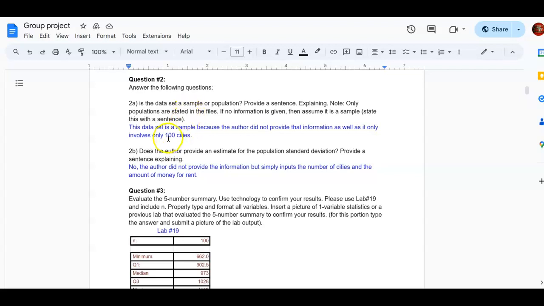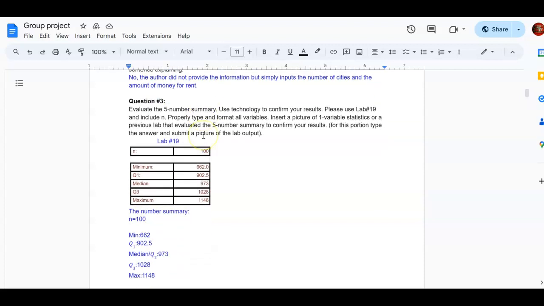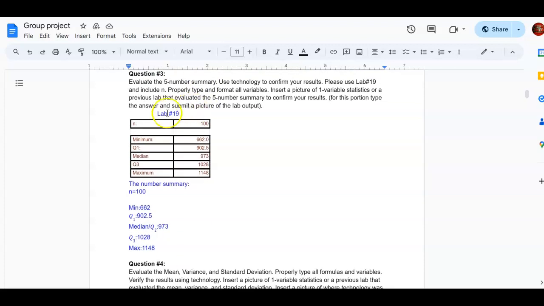For question 2, we decided that this data set was a sample because the author did not provide information, as well as it only provides us with 100 cities. The author did not provide us with the estimate for population standard deviation and just simply puts in the number of cities and the amount of money for rent in each city.